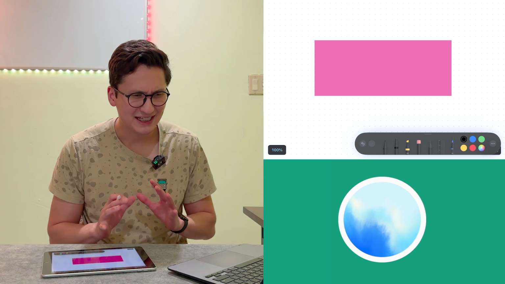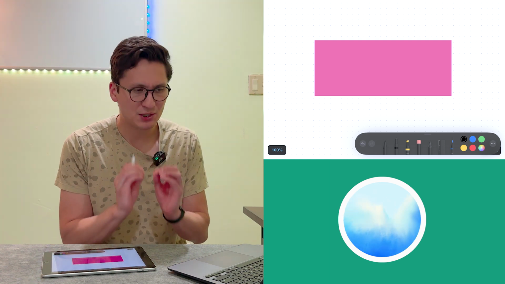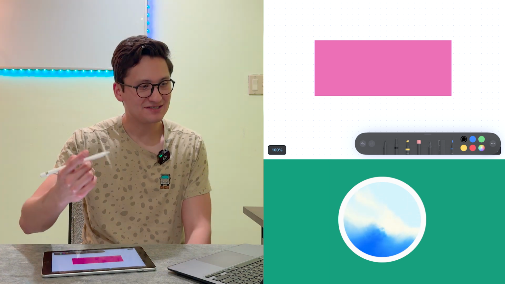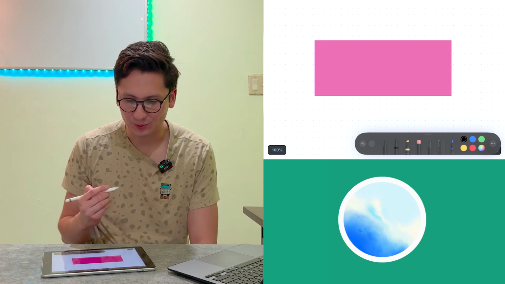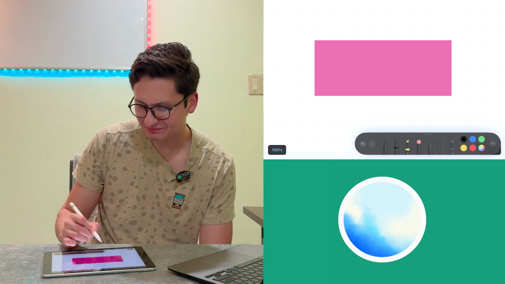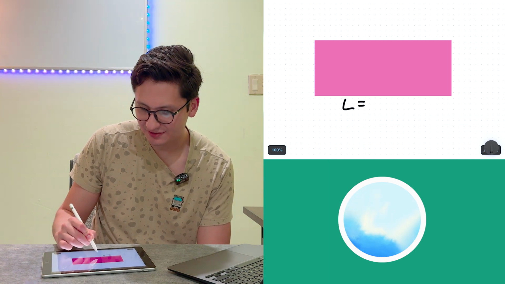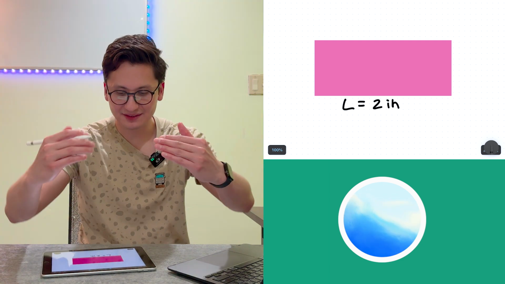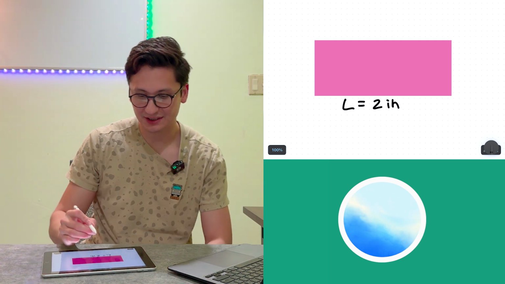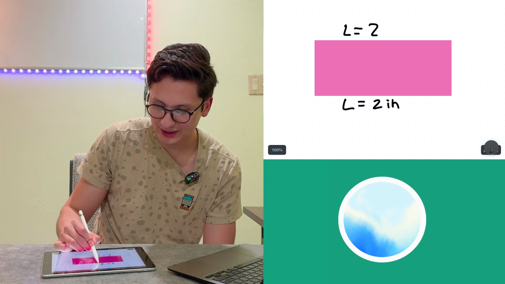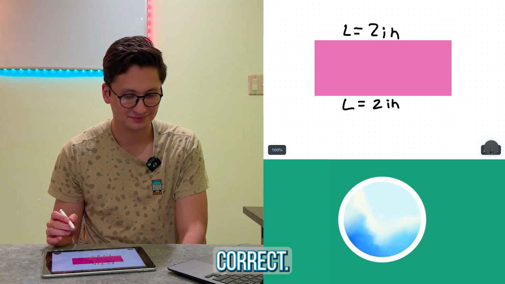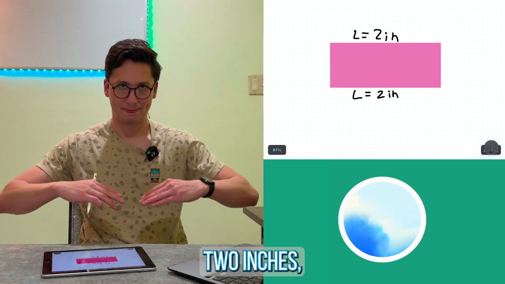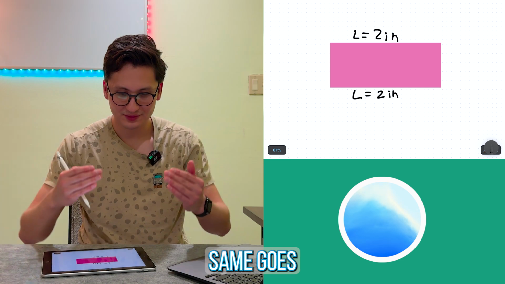So my teacher has said something specific about rectangles. My teacher says that adjacent or opposite sides are equal. My teacher has told me that if the length is 2 inches, well then the opposite length, or the adjacent side, is also 2 inches. Is that correct? Yes, that's correct. In a rectangle, opposite sides are equal. So if one length is 2 inches, the other length is also 2 inches. Same goes for the width.